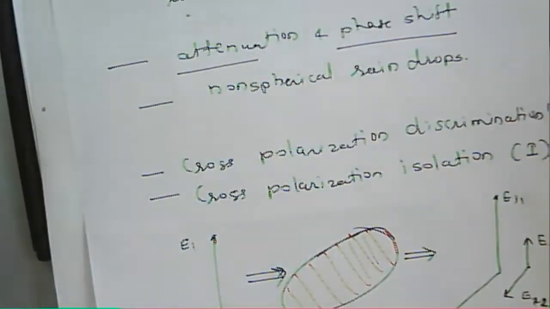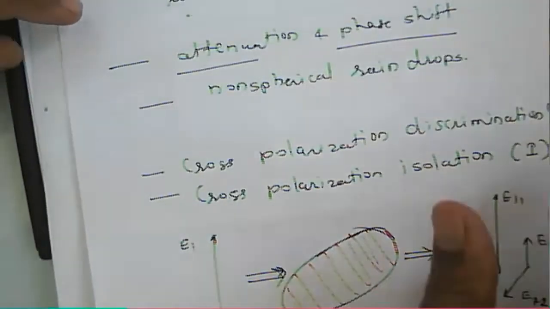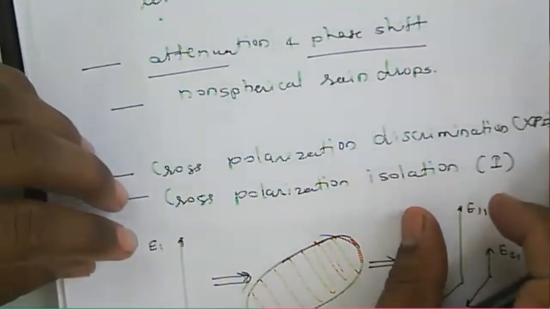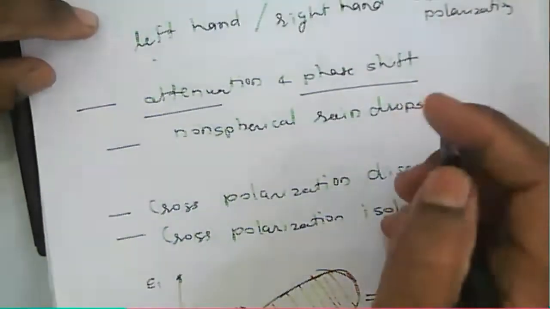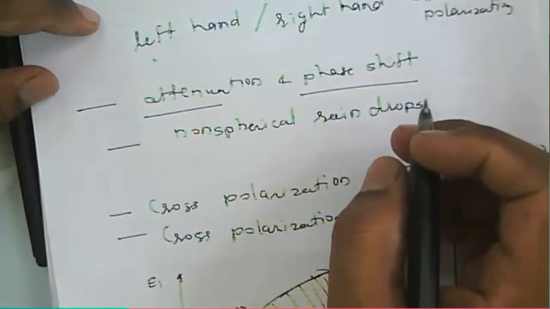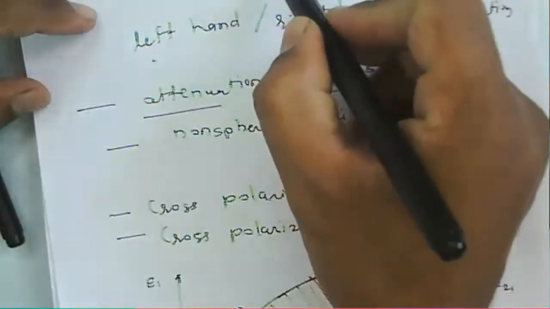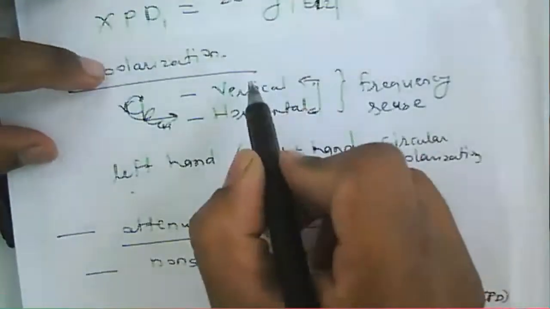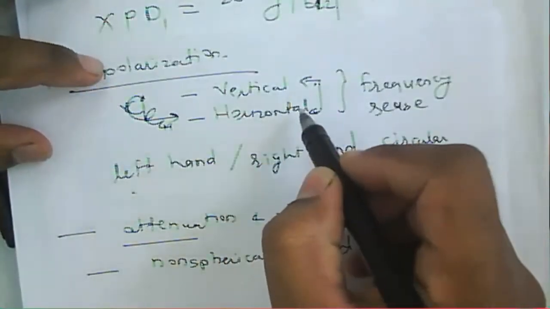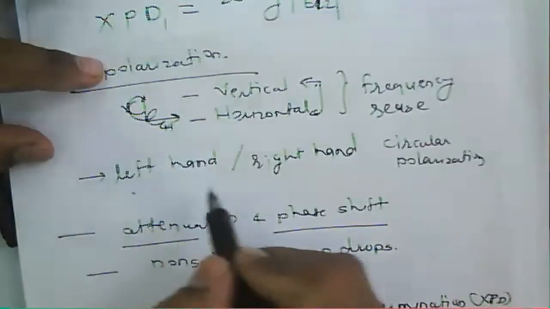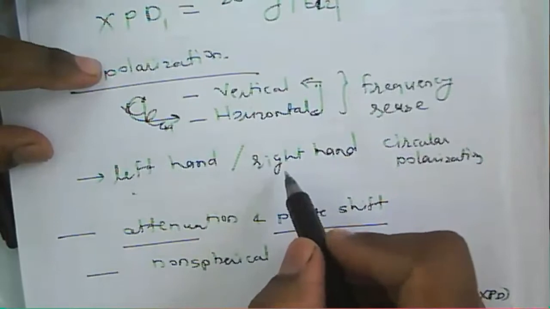Generally, why are we using two different types of polarization? Because to increase the capacity of a satellite communication, we are using two polarizations. That is linear polarization, where we use vertical polarization or horizontal polarization, or circular polarization, where we can use left-handed or right-handed circular polarization.